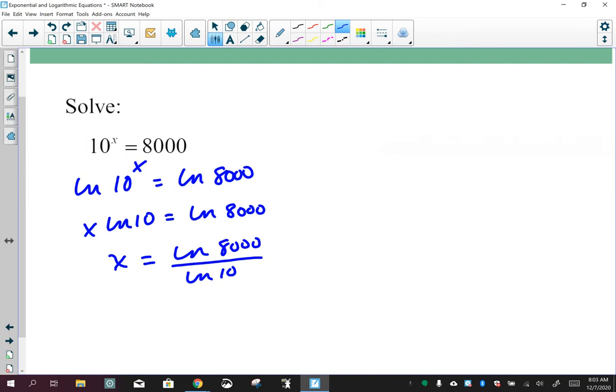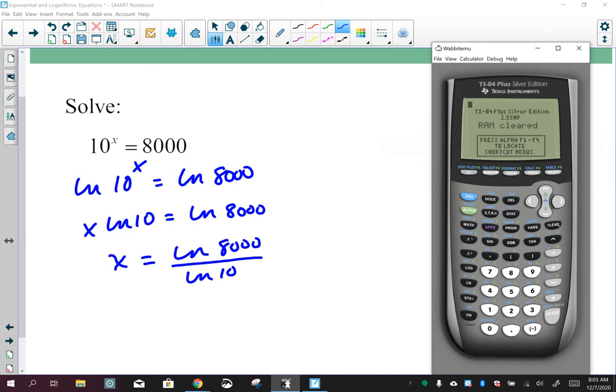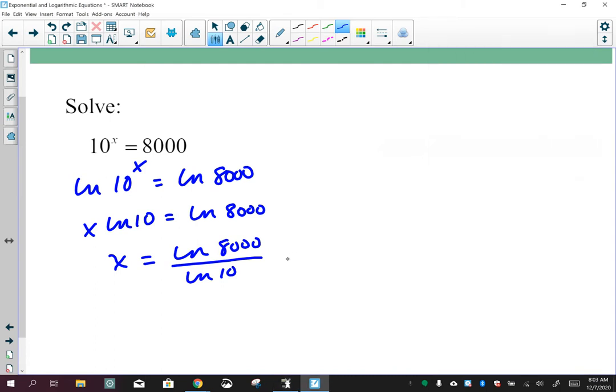And again, if you need it in decimal form, because your equations might ask you to do this in decimal form, I'm going to put the natural log of 8,000 over the natural log of 10 into the calculator. And it usually asks you to round to about 2 decimal places. So I'm looking at this. So this is approximately 3.9. Okay?